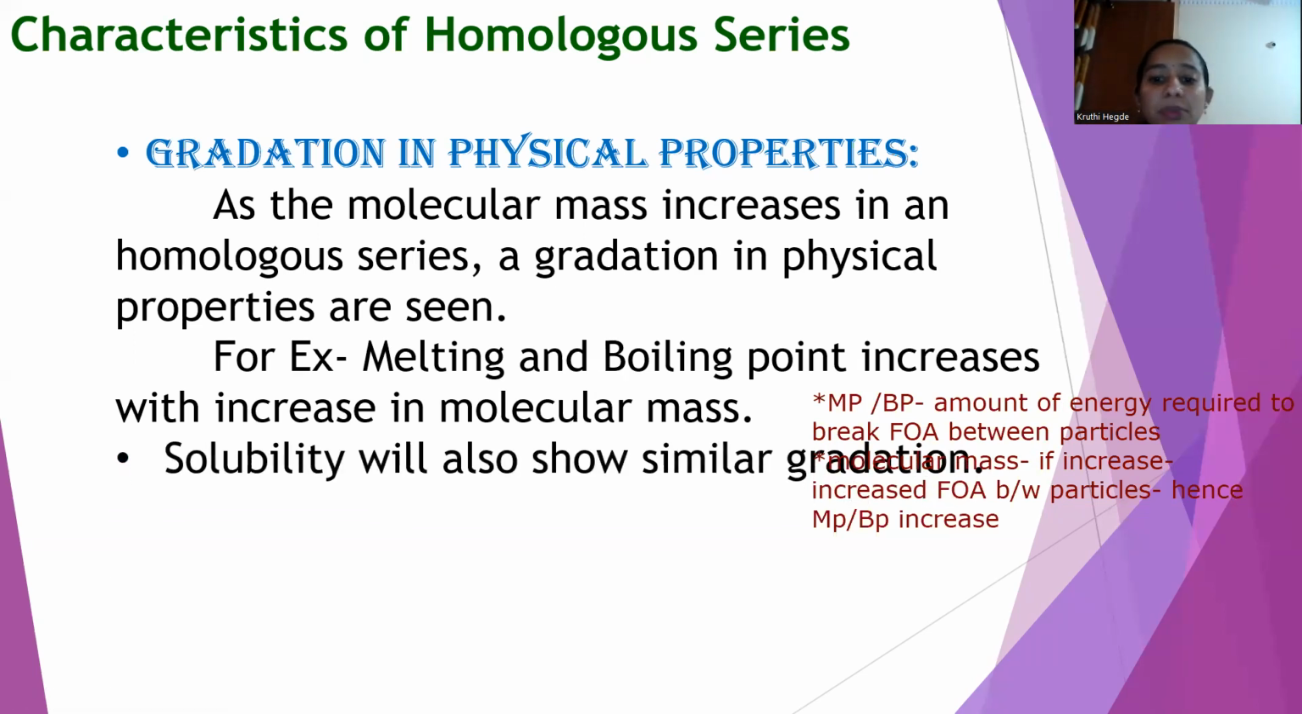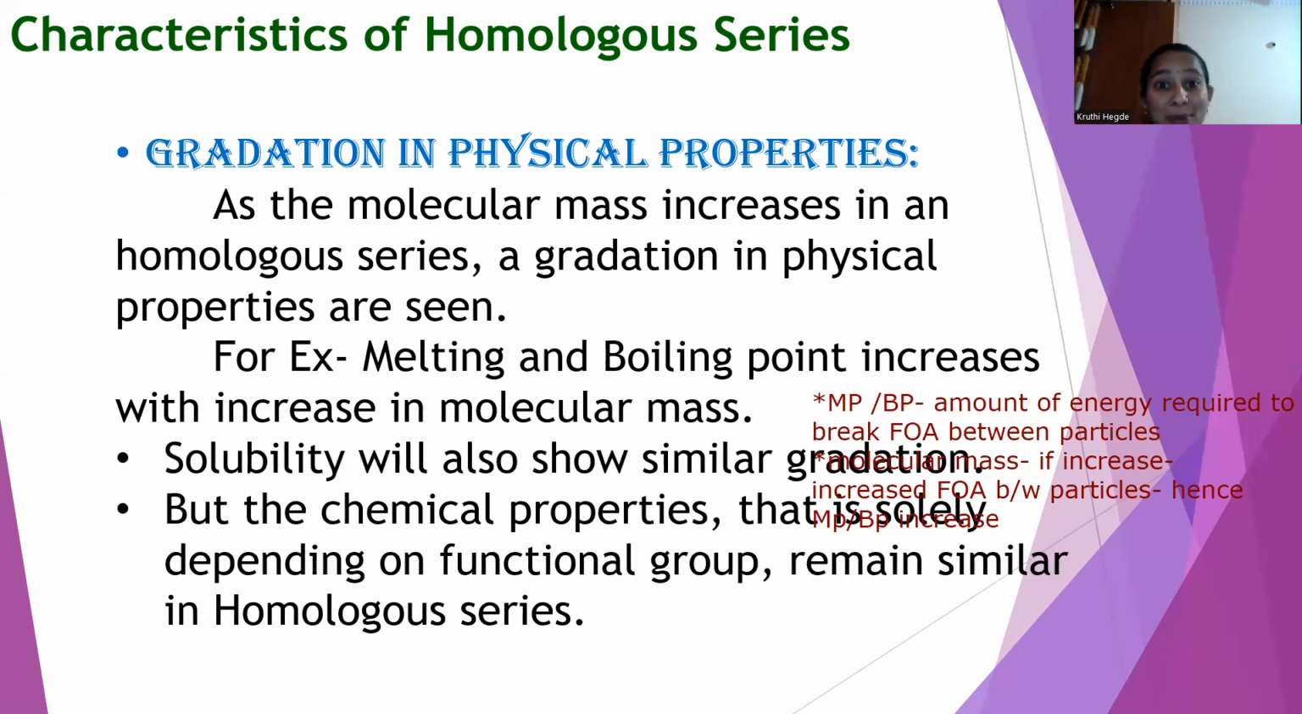When the molecule becomes bigger, force of attraction will be more. Solubility will also show similar gradation. So the ability of a compound to dissolve in a particular solvent will also increase, so similar gradation. Okay, so as molecular mass increases, there will be increase in the melting and boiling point. This is also one of the very important characteristics of homologous series, that they show gradation in physical properties. Then what about chemical properties? The chemical properties remain the same, as they solely depend on the functional group.